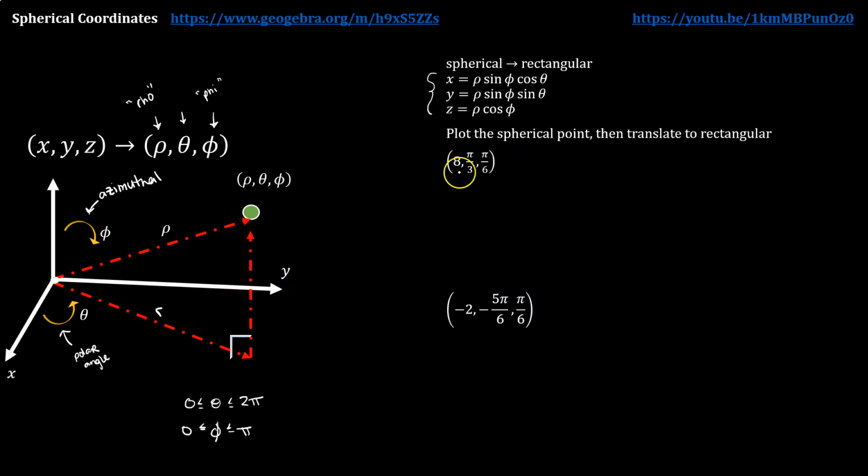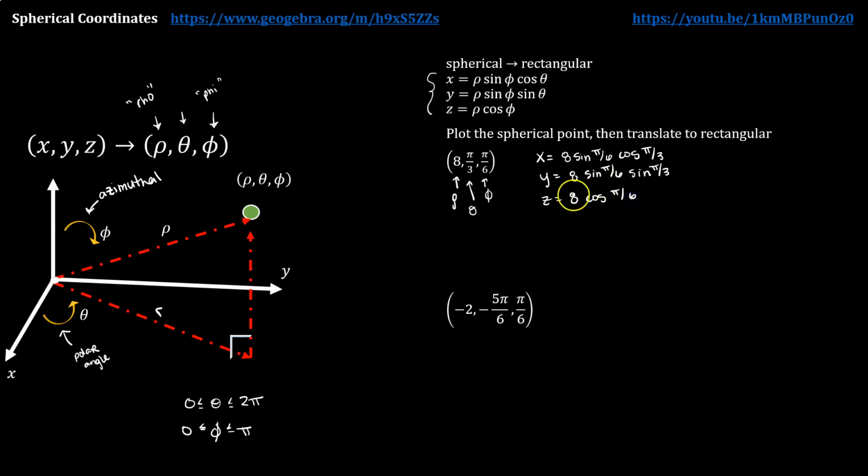So if we start with a spherical point, then we can already tell that rho is 8, theta is pi over 3, and phi is pi over 6. And once we identify these, we can plug them into our conversion equations to find x. So x would become 8 sine pi over 6 cosine pi over 3. Y would become 8 sine pi over 6 sine pi over 3. And then z would become 8 cosine pi over 6.